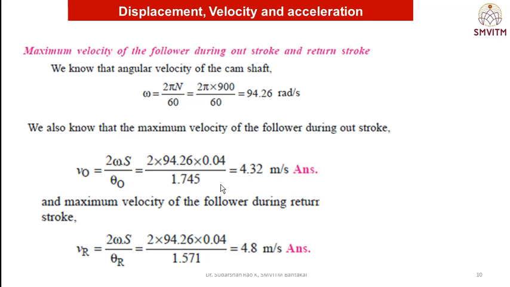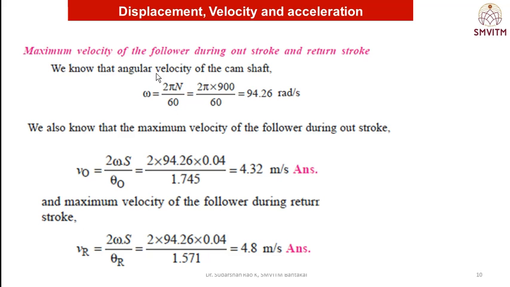Then velocity and acceleration. Here, in the forward and return stroke, or the ascending and descending, the velocity and acceleration change because of the angle. The ascending angle is 100 degrees and the descending angle is 90 degrees, therefore there is a change in the velocity and acceleration. Here we find the maximum velocity of the follower during the outstroke and return stroke.